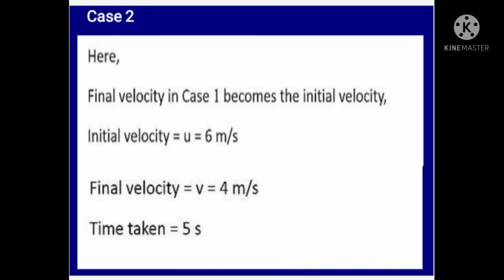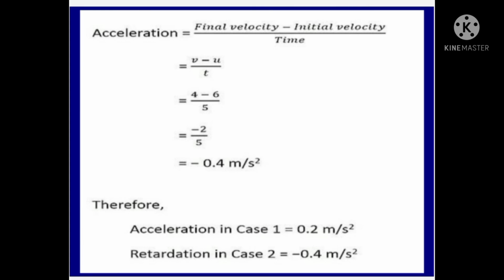In the second case, the initial velocity u is equal to 6 meter per second. What is the reason? The body is now traveling at 6 meter per second, so we can consider that as the initial velocity. And the final velocity v, after the application of brake, is equal to 4 meter per second. And time t is given here as 5 seconds. We will apply these values in our equation. a is equal to v minus u by t, that is equal to 4 minus 6 by 5. So that is equal to minus 2 by 5, which is minus 0.4 meter per second square.